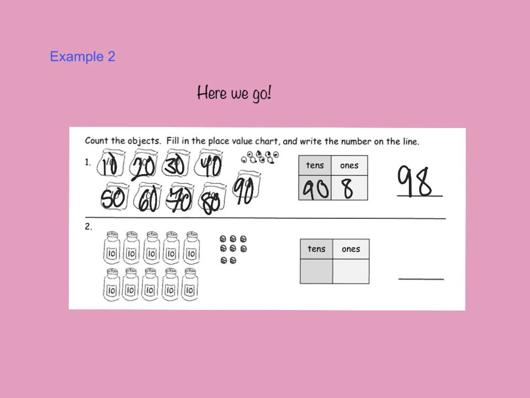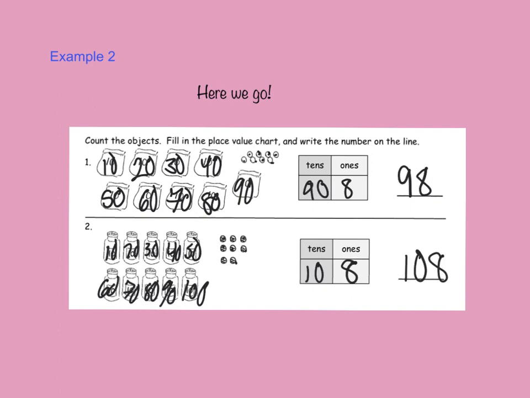Same for the bottom. 10, 20, 30, 40, 50, 60, 70, 80, 90, 100. Bring that over and write 10 in the tens place. 1, 2, 3, 4, 5, 6, 7, 8. That is 8 ones. The total number is 108.